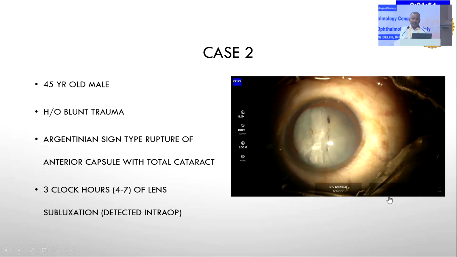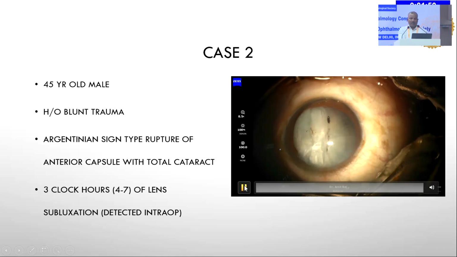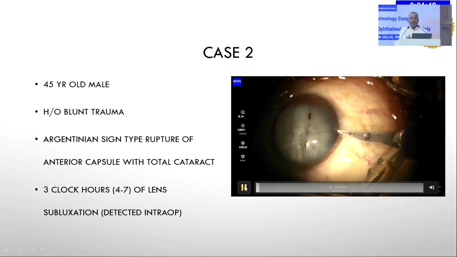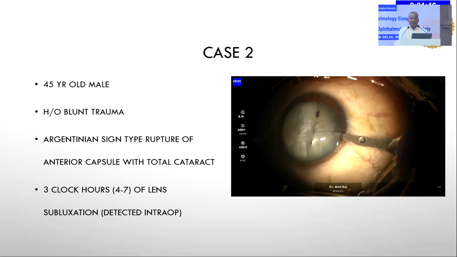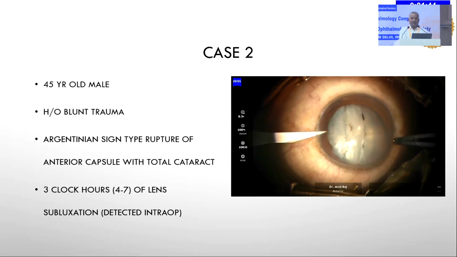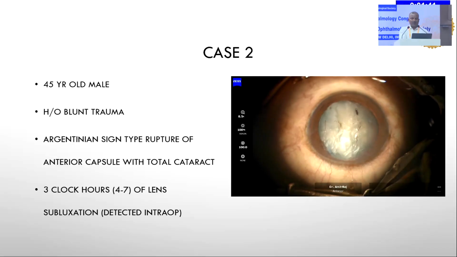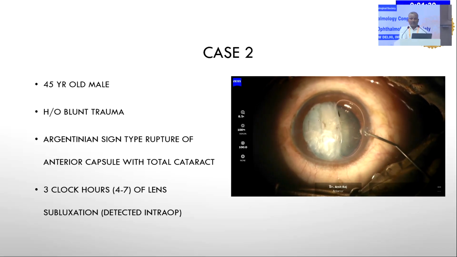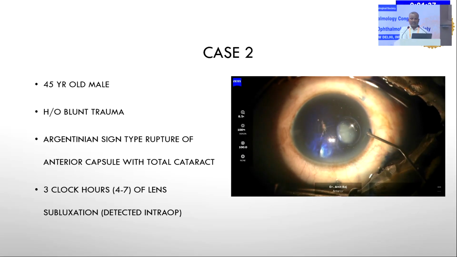Second case, this was a case of a 42-year-old male. There was a thorough capsular tear, like the Argentinian sign. There was a history of blunt trauma. So again, the capsule was stained.